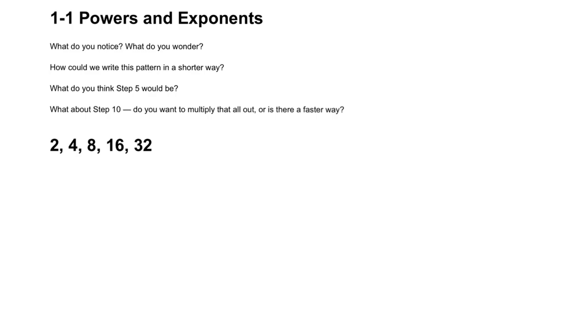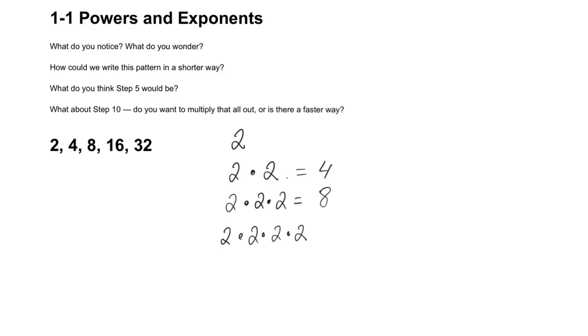So if you start with 2 and multiply 2 times 2, right, that will equal 4. And then if we multiply 2 times 2 times 2, that will equal 8. 2 times 2 times 2 times 2, it will equal 16. And then 2 times 2 times 2 times 2 times 2 will equal 32. And we can go on like this. And this is our pattern. It's doubling each time.